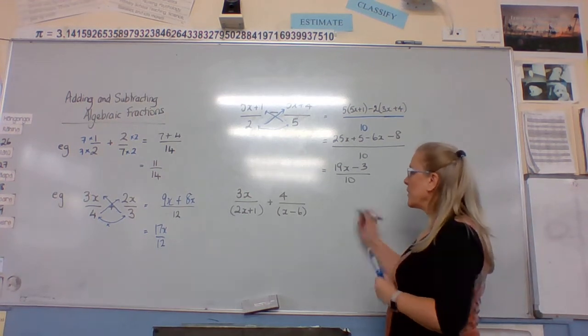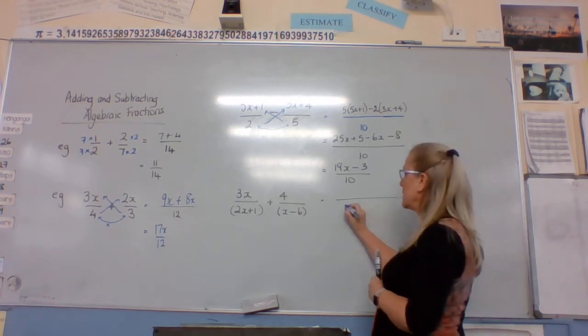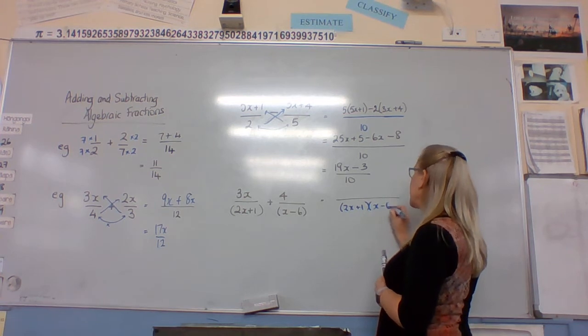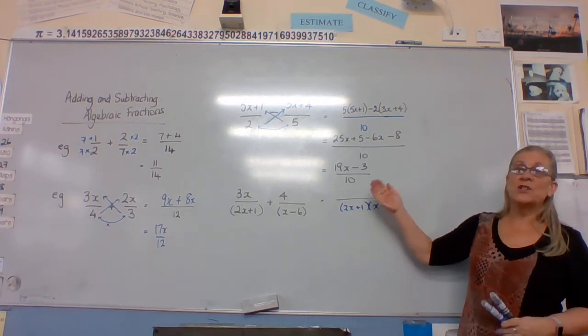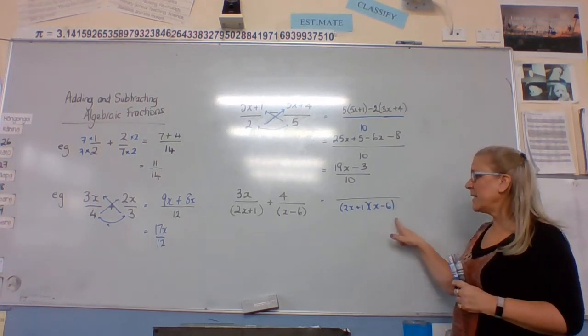So what we're going to write over here as our denominator is bracket 2x plus 1, bracket, bracket x minus 6. Don't multiply this out. Otherwise, you're going to do something you may have to undo. So leave it like this.